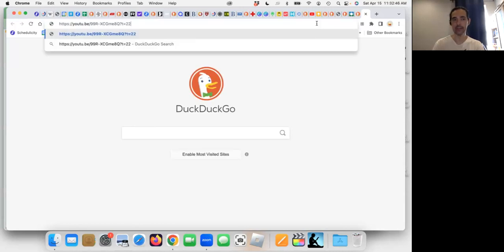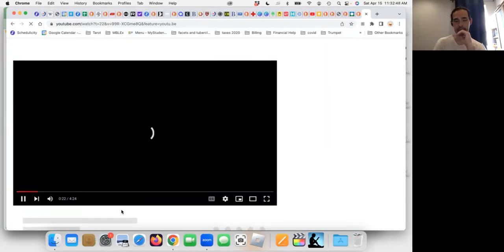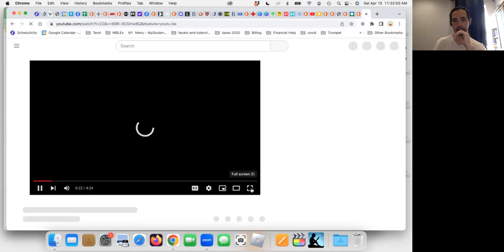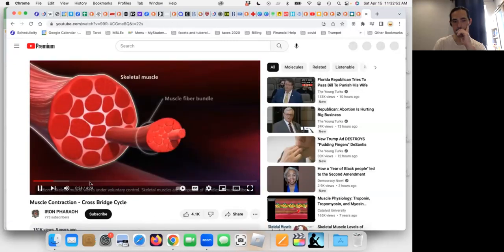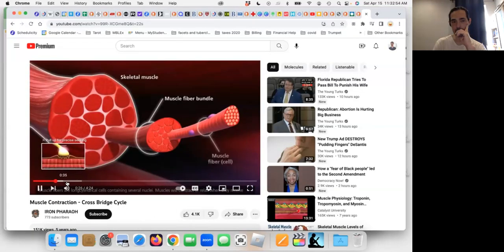So here we go. Skeletal muscles are composed of bundles of muscle fibers. Muscle fibers are long cylindrical cells.